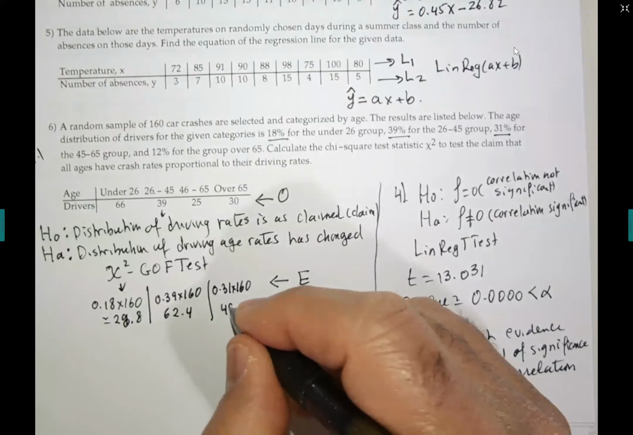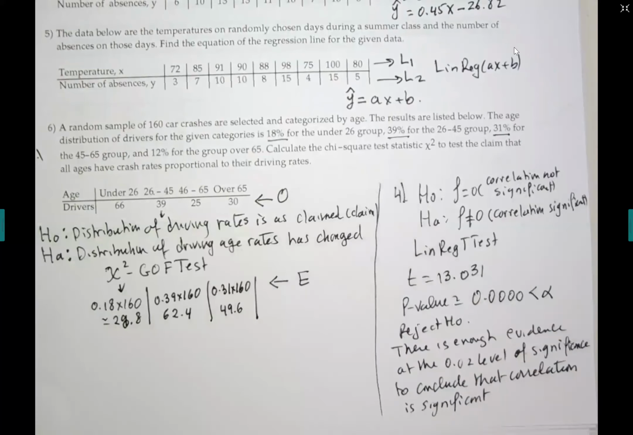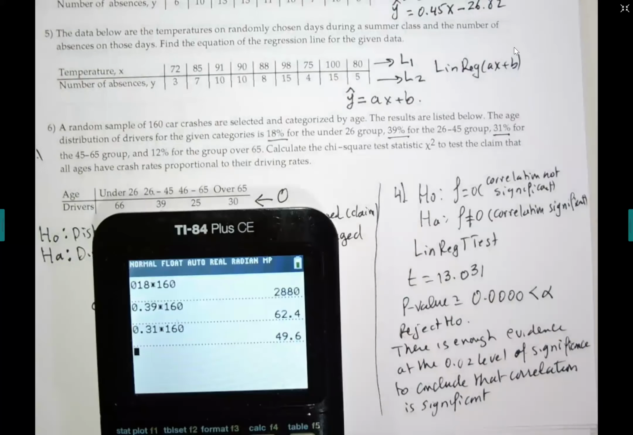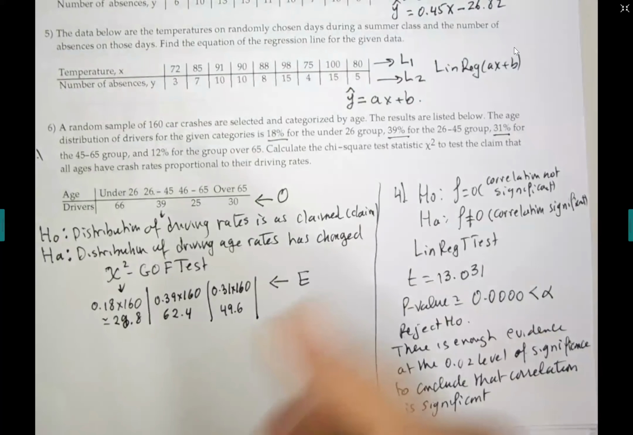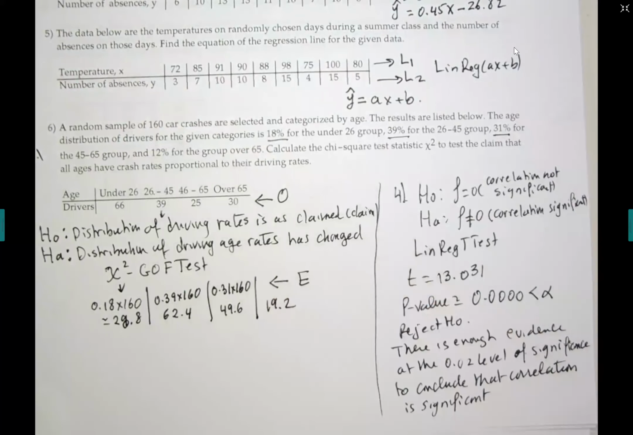And we got one more, the last one. The last one is 12%. And 12% of 160, 0.12 times 160, is 19.2. Okay, these are the E's.